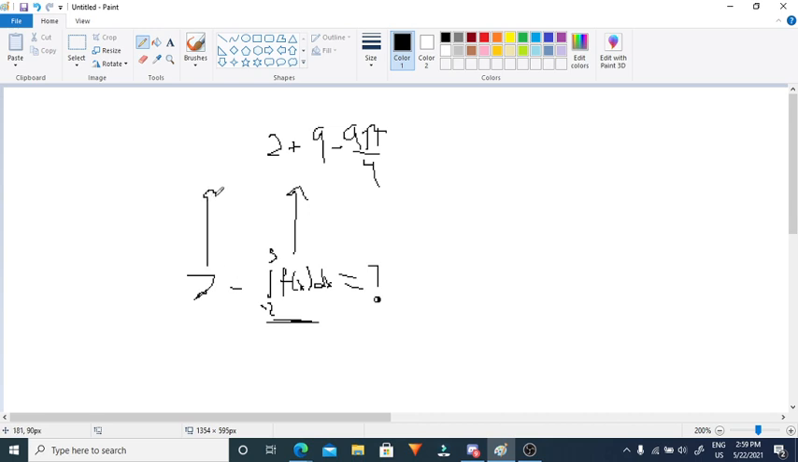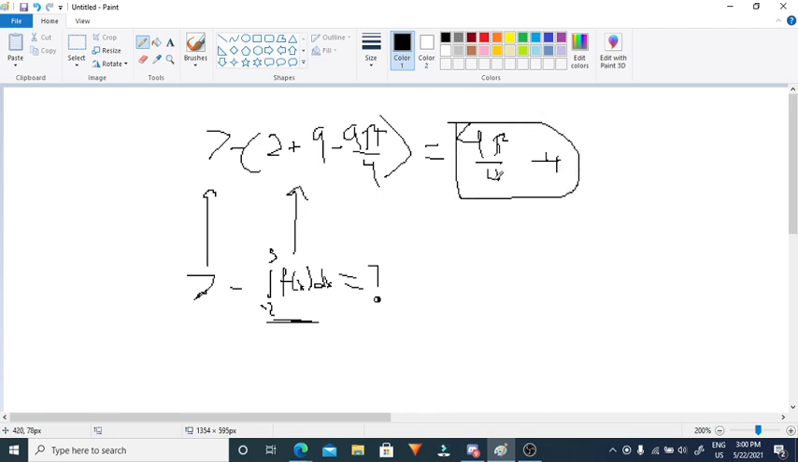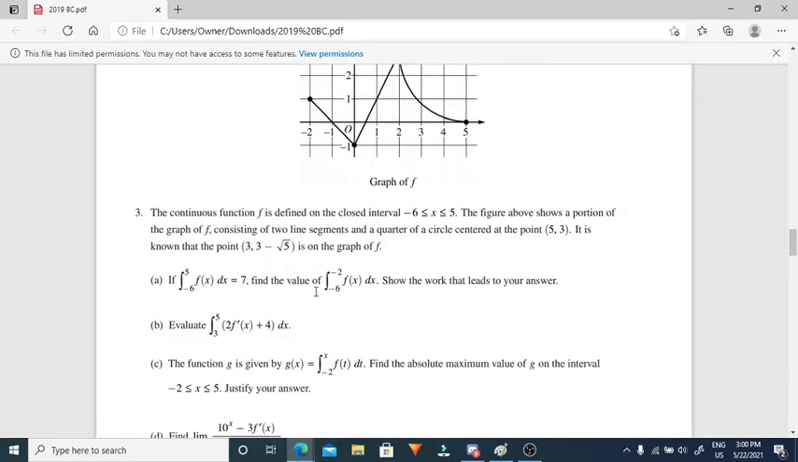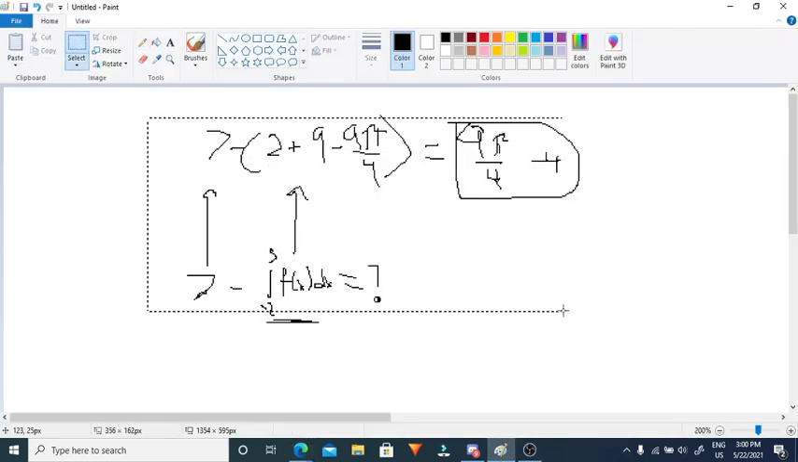So we can find 7 minus all of this is going to equal the answer we're looking for, which comes out to be 9 pi over 4 minus 4. And that is our final answer for the integral from -6 to -2. All right, moving on.